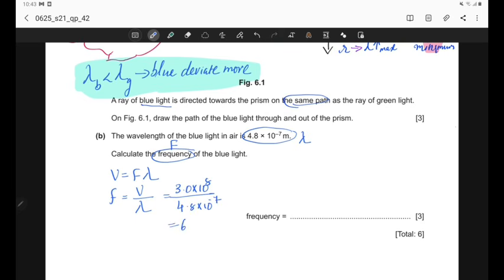Answer is 6.3 times 10 to the power 14. So 6.3 times 10 to the power 14, unit of frequency is hertz.